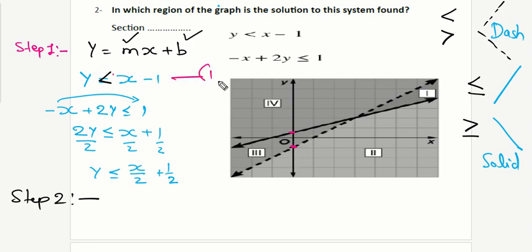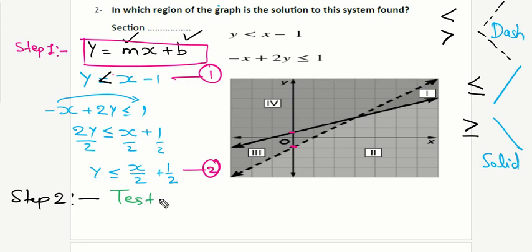So this is your equation 1. Now this is your equation 2. Why did we do this? Because we want the y equals mx plus b form. That's why we changed both the equations. All right. Now step 2 is the test point.